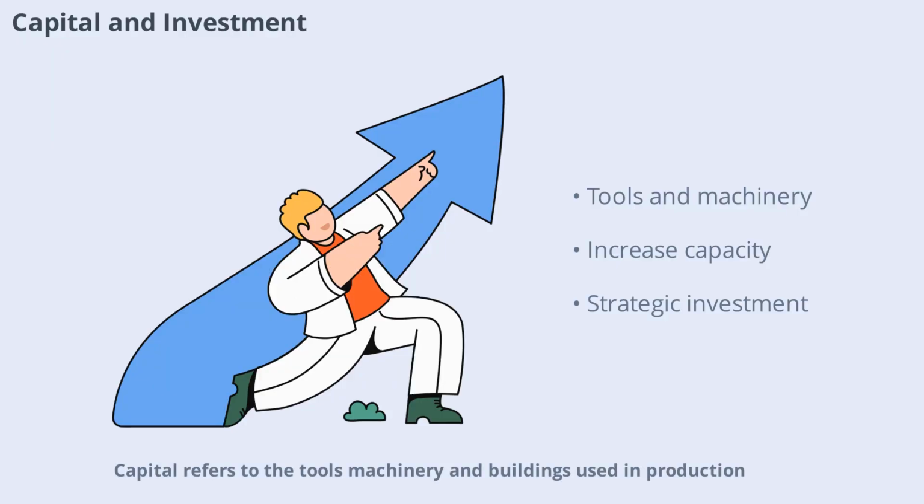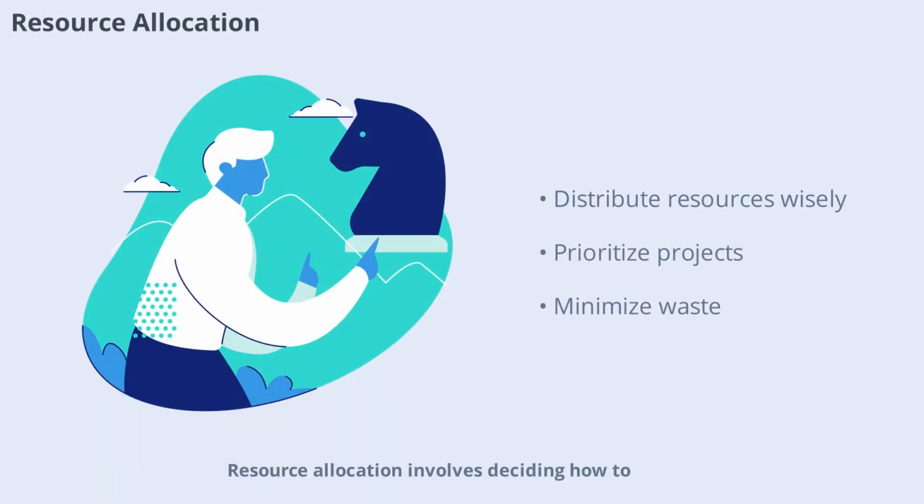Capital refers to the tools, machinery, and buildings used in production. Investment in capital assets can increase a firm's capacity and efficiency. Deciding when and how much to invest is a critical part of firm strategy as it affects long-term growth and competitiveness.